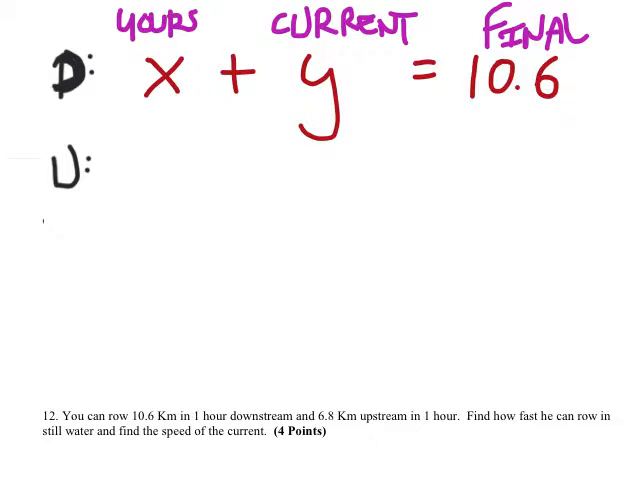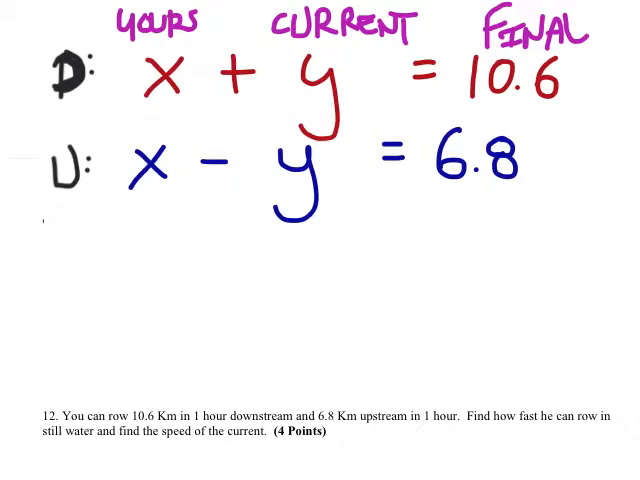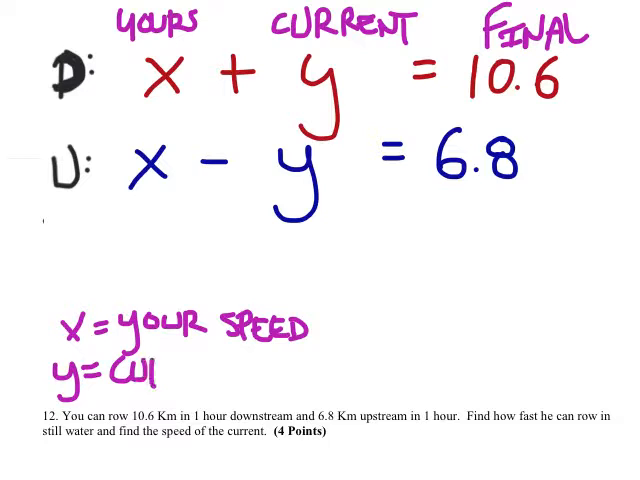And from here, we need to write now against the stream, upstream: you have your speed against the current, which is y, gave us 6.8 kilometers per hour. Now, yes, I should have defined these. Let's go and write those out now. X is your speed. Y is the current speed.